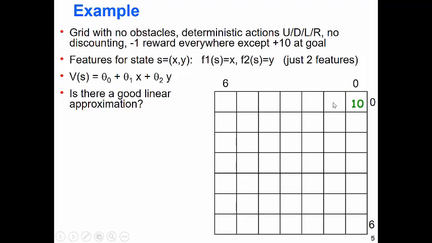It would be 9, because you're here, you take 1 step, and you get 10 reward here. So every step gives a negative 1 reward. So it would be 9 here. What's the value of this state?